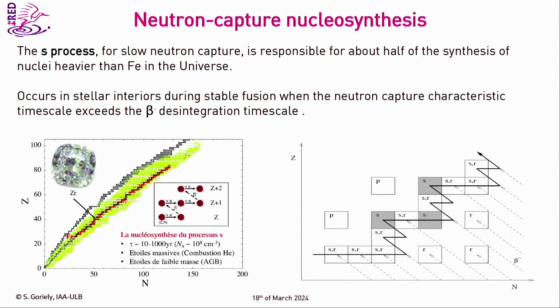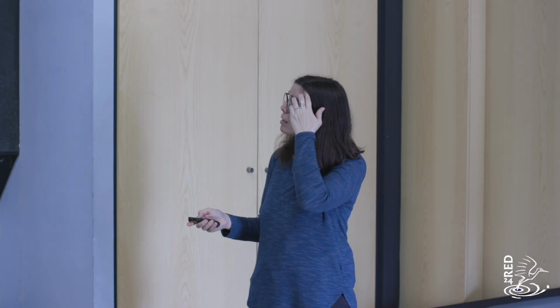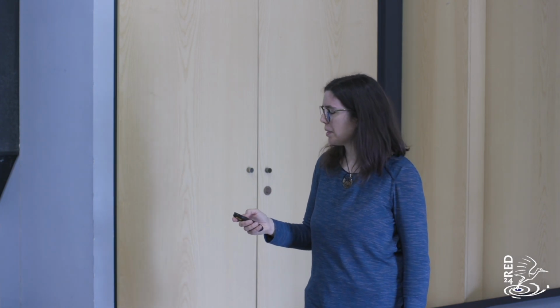So you move like this in the nuclide chart, okay? This S process. So this S process occurs when you have a density of neutrons of about 10 to the 8 neutrons per cubic centimeter, with a timescale of between 10 and 1,000 years. And it happens inside the massive stars, but also inside low mass stars when they are very evolved. And I will show you in following slides why it arrives.